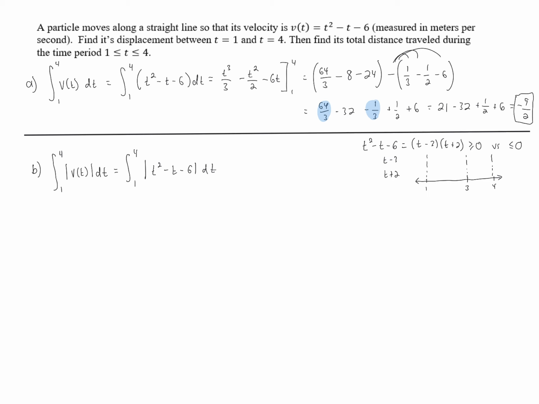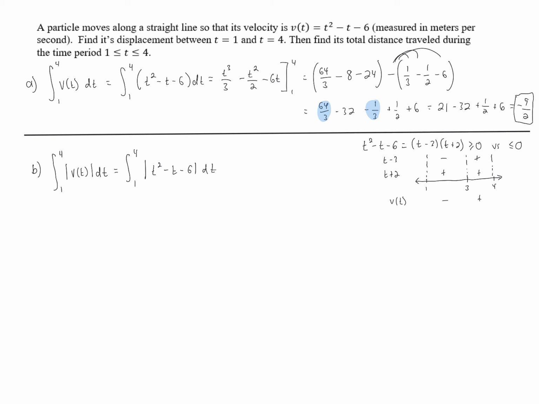T minus 3 is going to be negative when we're looking at less than 3 and positive otherwise. And t plus 2 is positive on both of those intervals. We don't need to look at the outside intervals because we're only interested in what's happening from 1 to 4. And so our function here, we can see from our sign chart, is going to be negative from 1 to 3 and positive from 3 to 4.